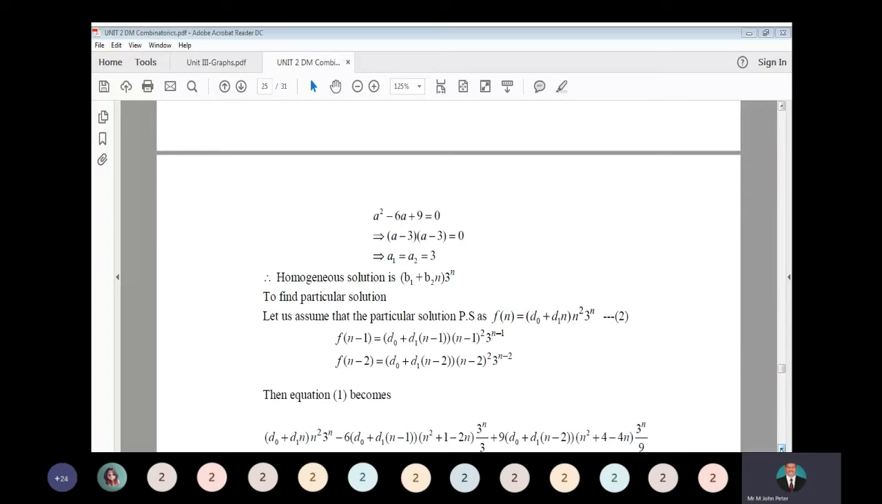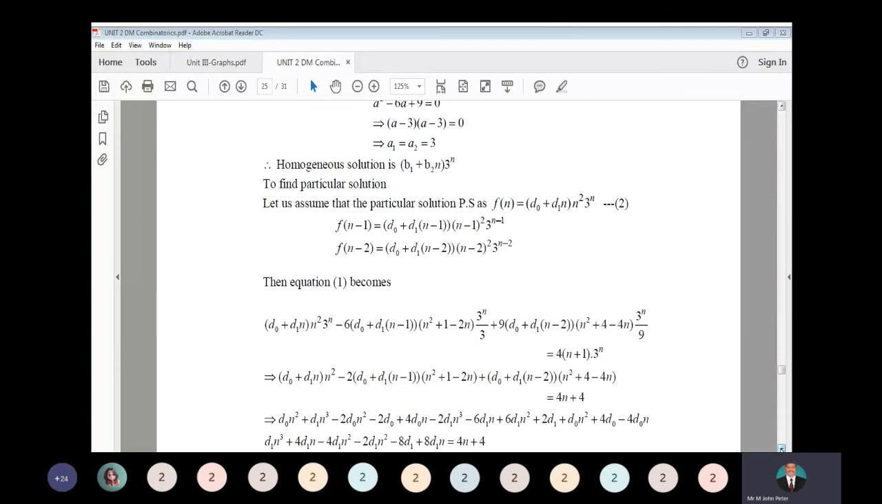To find the particular solution, let us assume the particular solution as f of n is equal to (d0 plus d1 n) into n square into 3 power n. So f of n minus 1, in the above equation, replace n by n minus 1, you will get it. Similarly, replace n by n minus 2, you will get the next substitution. That f of n minus 2 is equal to (d0 plus d1 into (n minus 2)) into (n minus 2) whole square, 3 power n minus 2.